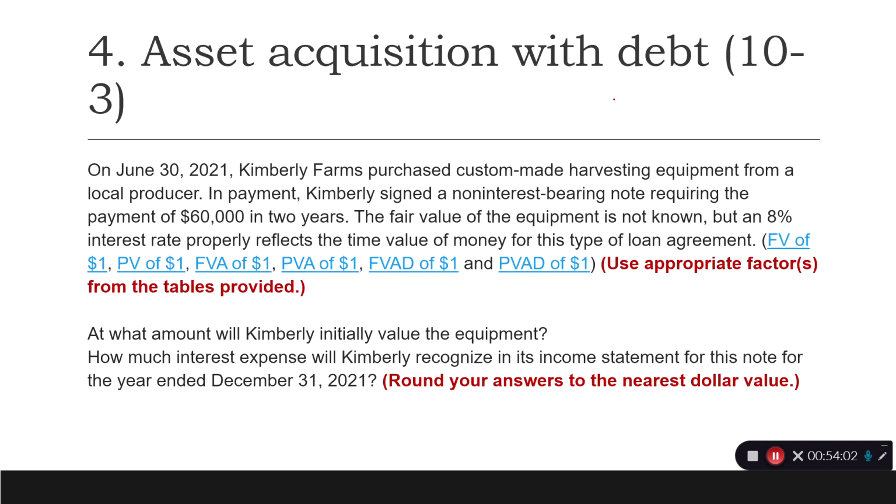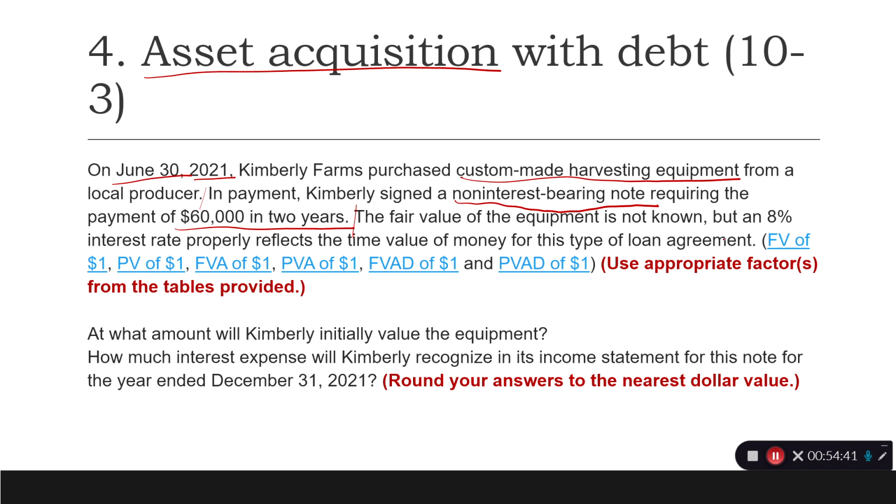Okay, asset acquired with debt. I think it's more clear to use a question to demo it. On June 30th, 2021, Kimberly Farms purchased custom-made harvesting equipment from a local producer. In payment, Kimberly signed a non-interest-bearing note requiring payment 2 years from now. The fair value of the equipment is unknown, but an 8% interest rate properly reflects the time value of money for this type of loan agreement.